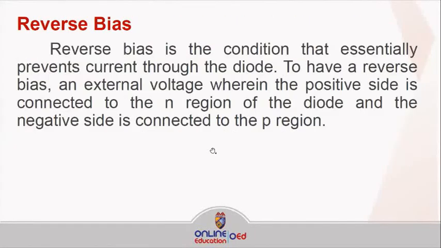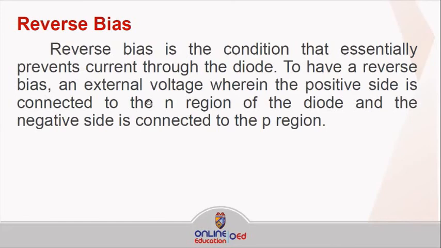Okay, next. Okay, ano naman ang nangyayari kapag reverse bias? Kapag reverse bias, it is the condition that essentially prevents current through the diode. Okay, kung sa forward bias nag-allow tayo ng current to pass through the diode, dito naman nagli-limit tayo or piniprevent natin. Piniprevent nito ang current through the diode. Okay, ito yung tinatawag na reverse bias.